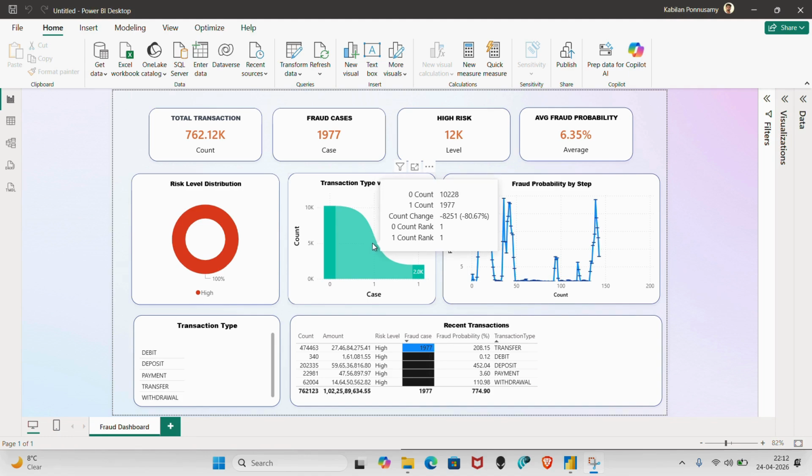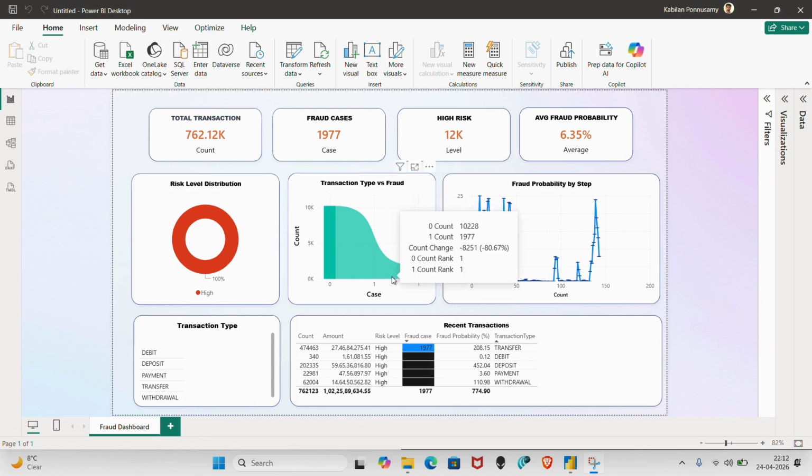Below that, we have the fraud probability by step. This chart shows how fraud probability changes across different time steps. We can observe certain peaks where the fraud probability increases, indicating potential risk periods. Finally, at the bottom, we have the recent transaction table.